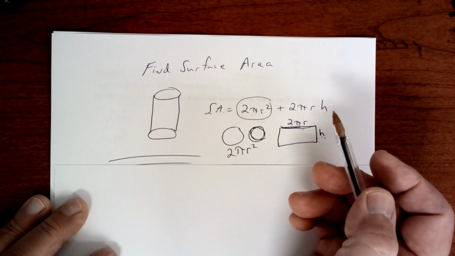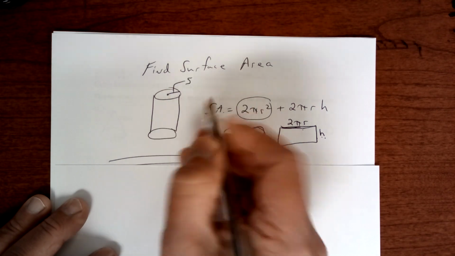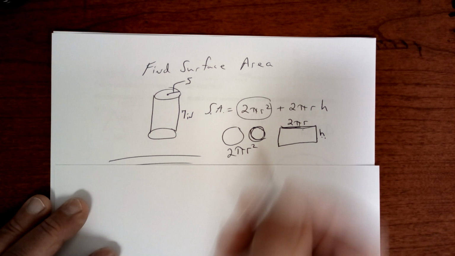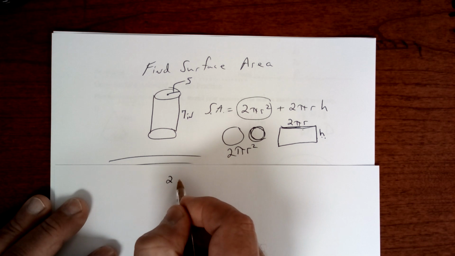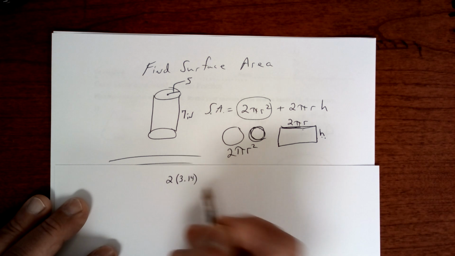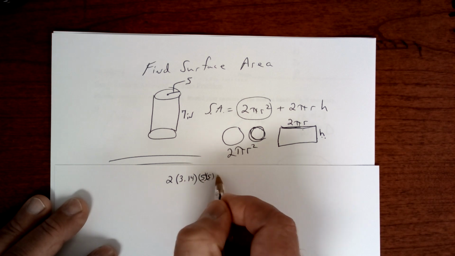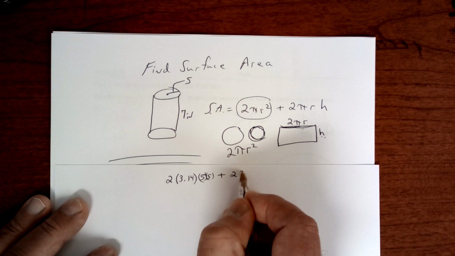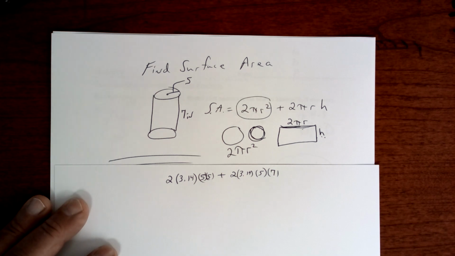Okay, so let's take a look. Let's get some numbers up here. Let's say this is 5. Let's say this is 7. Okay, so the surface area would be 2 times pi times the radius squared plus 2 times pi times the radius times the height. And that's going to give you surface area. And that's what we did yesterday.